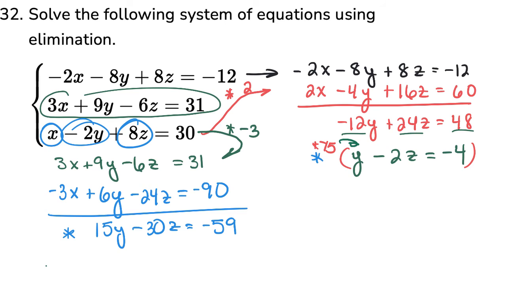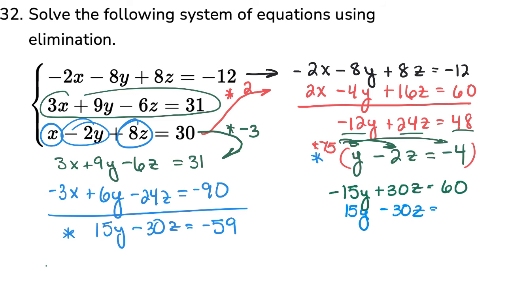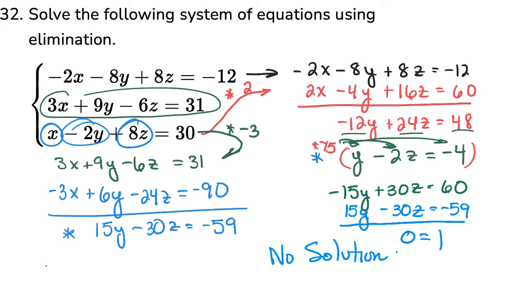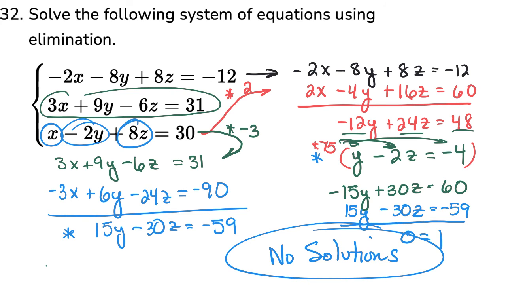So here comes my multiplication. Negative 15y plus 30z, and 15 times 4 is 60. It'll be positive. I'm going to line it up with my blue one, which is positive 15y minus 30z. And it looks to me like I get 0 equals 1, and therefore there are no solutions, because that is a false statement.